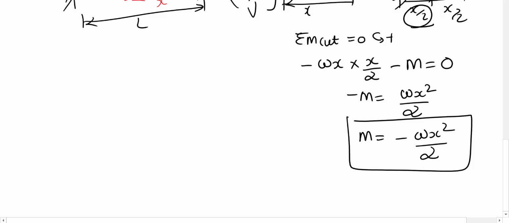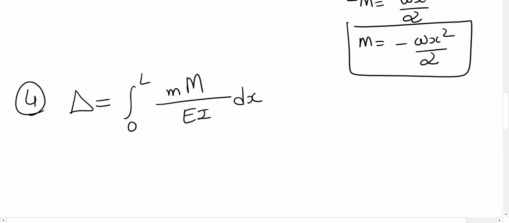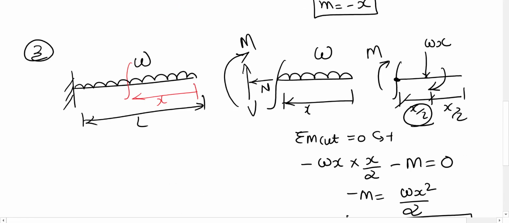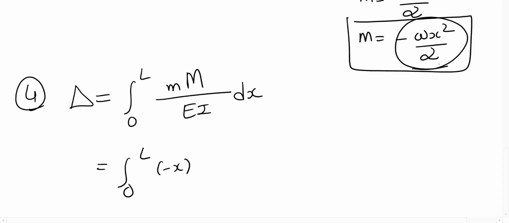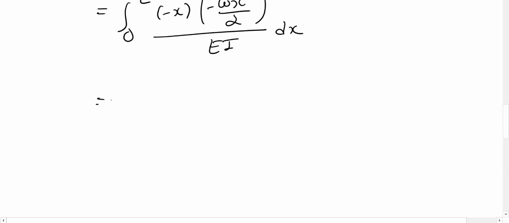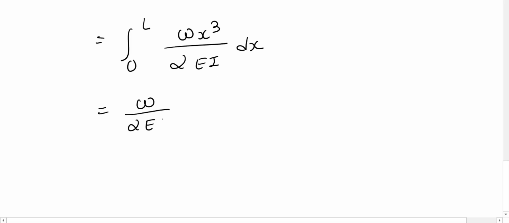Now we found the capital M. If I want to find the deflection, step number 4, the deflection equals the integration from 0 to L of the internal moment due to the virtual load times the internal moment due to the real loading, over EI dx. We substitute the small m we calculated, minus x, and the capital M we just found, minus wx squared on 2, over EI dx. Minus minus is positive, giving wx cubed on 2EI dx. Now we take the constant out: w on 2EI, integral from 0 to L of x cubed dx.